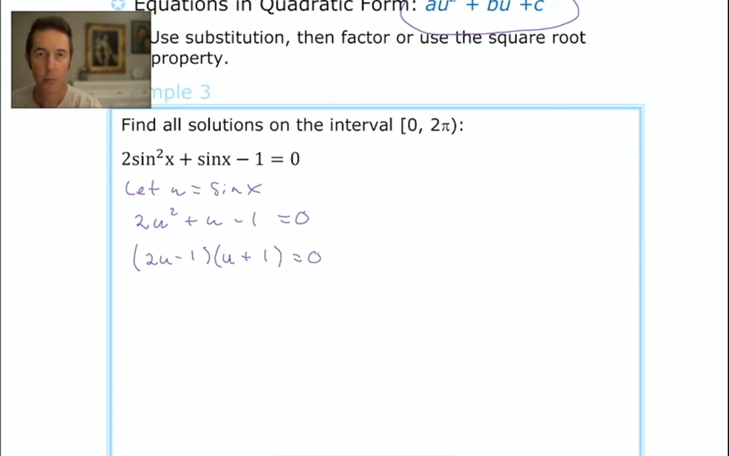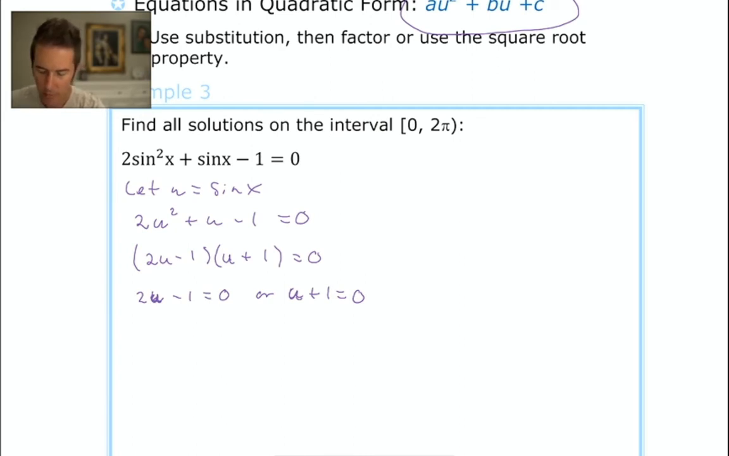Now the zero product property says I can set each one of these sets of parentheses equal to 0. So I will do that next. 2u minus 1 equals 0, or u plus 1 equals 0. It's a good thing I'm saying this out loud because the digital pen on this screen, I just don't love it. And look, I try to fix it, it just makes it look worse.